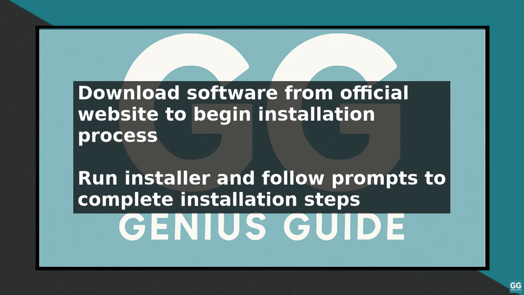To install Whoop Password Reset, you will need to start by downloading the software from the official website. Once the download is complete, you can begin the installation process by running the installer and following the prompts. The first step in the installation process is to accept the terms of the license agreement. This is a standard step in most software installations and is required before you can proceed.